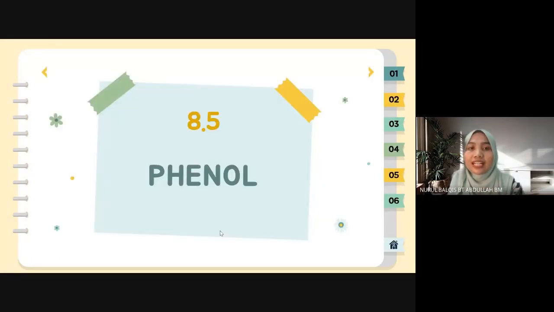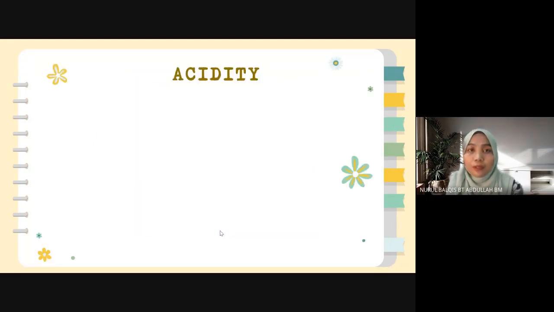Now kita akan cakap specifically for aromatic alcohol, which we call phenol. Okay, phenol is this class of compound. It's different from aliphatic alcohol, tetapi functional group dia tetap sama, hydroxyl group. Alright, so for phenol, we have this one feature, the physical property yang kita akan belajar, iaitu acidity.